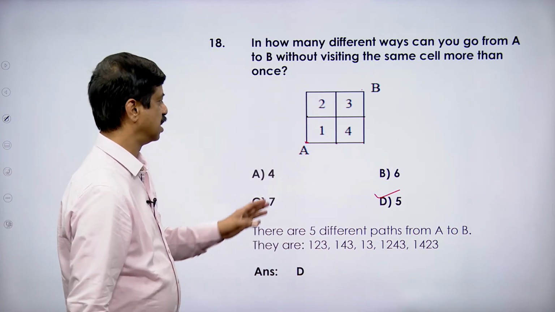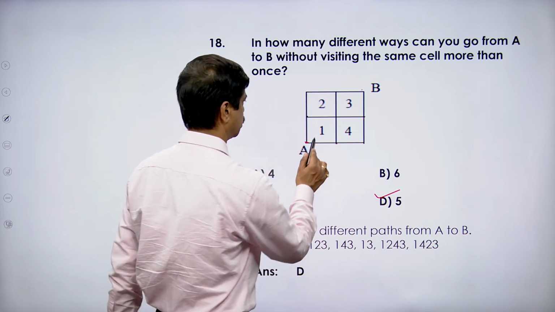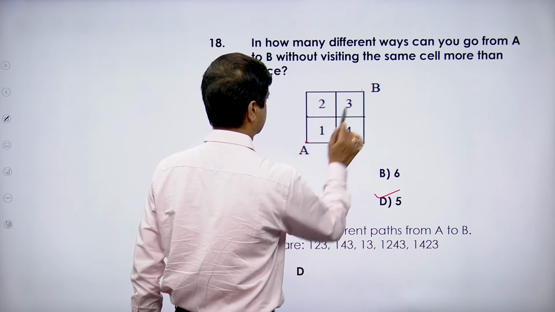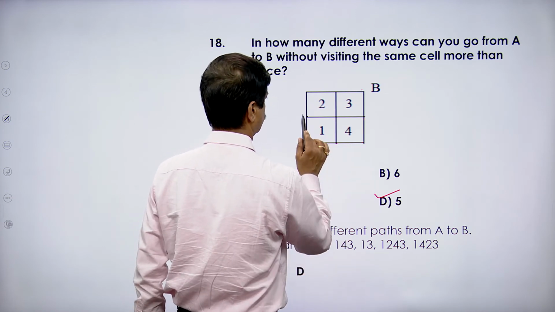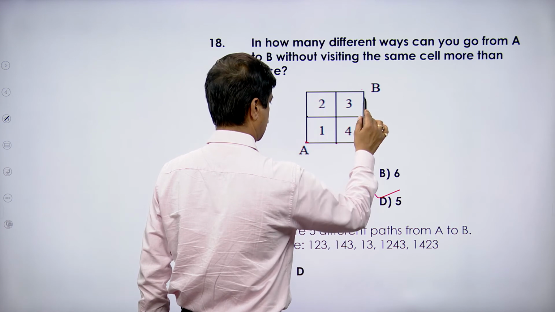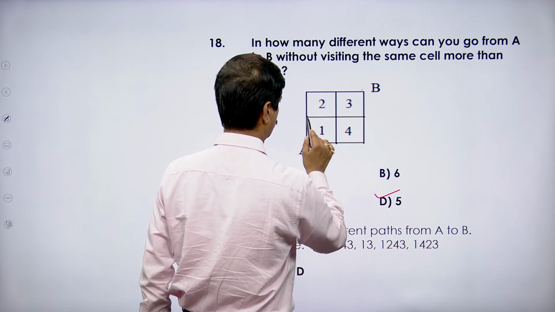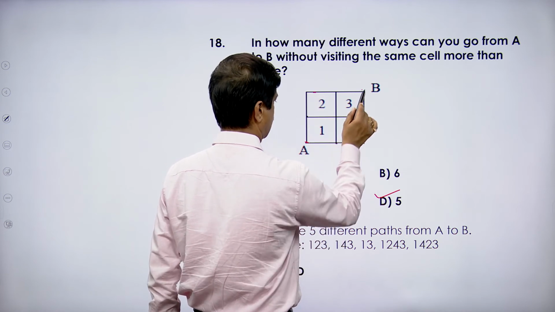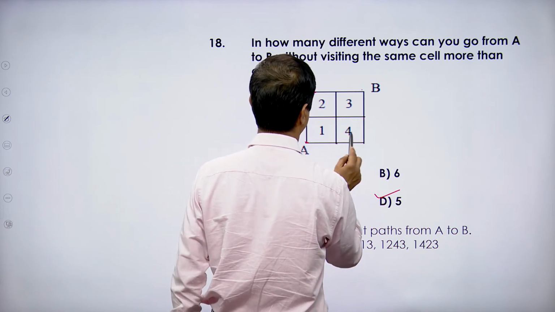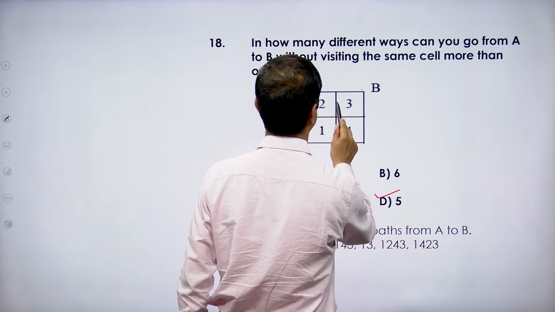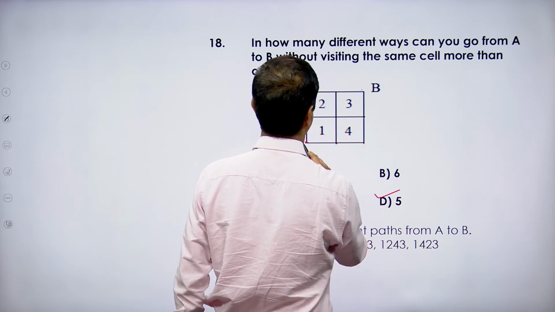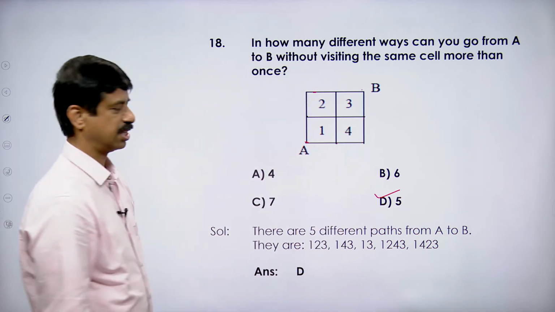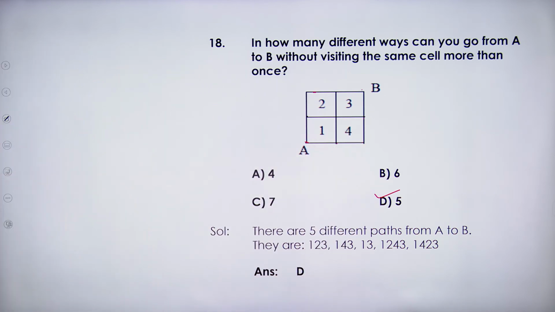Please note the points. Of course here the path is given: 1, 2, 3. This is the path. 1, 4, 3. This is the path. 1, 3. This is the path. 1, 2, 3, and 1, 2, 4, 3, and 1, 4, 2, 3, like this. Okay, those are the paths that are given. Please note it fast, quick.